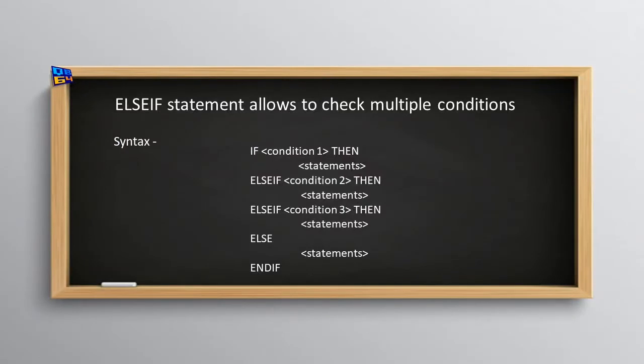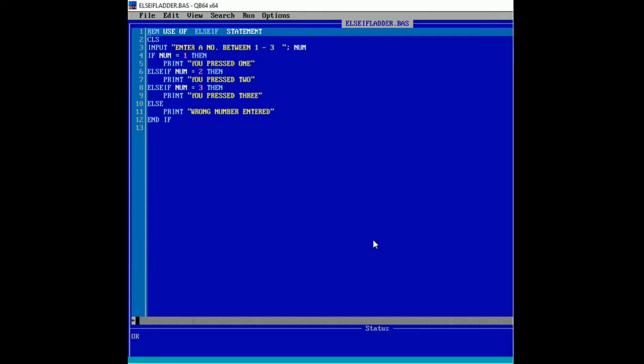Now the ELSEIF command allows you to check multiple conditions. Means the ELSEIF command allows you to perform a secondary action if the first expression mentioned with the IF statement was false. So now let us see the use of the ELSEIF statement. Enter a number between 1 to 3. If num equals 1, then print you pressed 1. ELSEIF num equals 2, then print you pressed 2. ELSEIF num equals 3, then print you pressed 3. Else print wrong number entered. So now let us see the output.